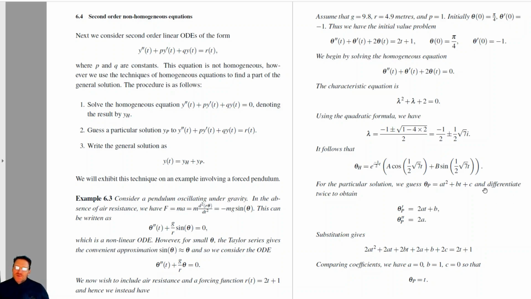Now we're looking for a particular solution. So we might set out the same form that we have on the right hand side for r of t. We'll say let it be a t squared plus bt plus c, in other words, a polynomial. We put a high enough degree to accommodate differentiating that twice.